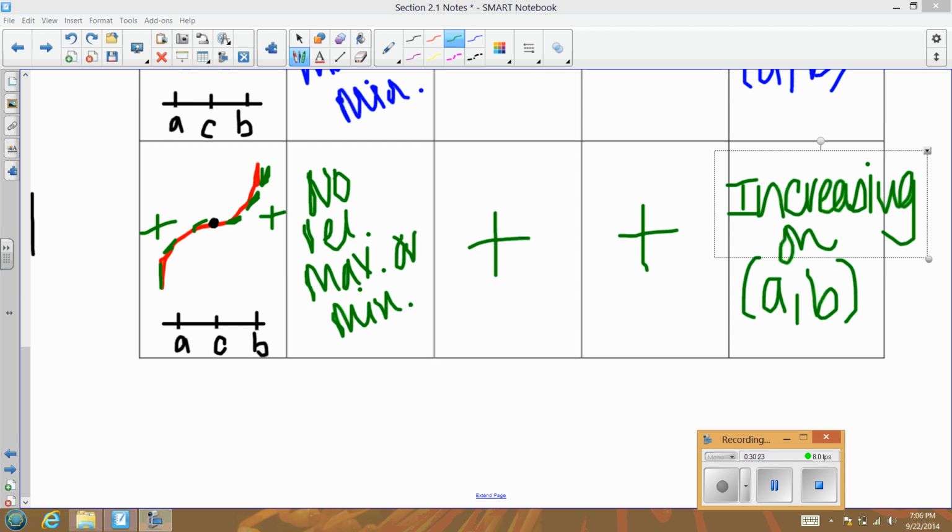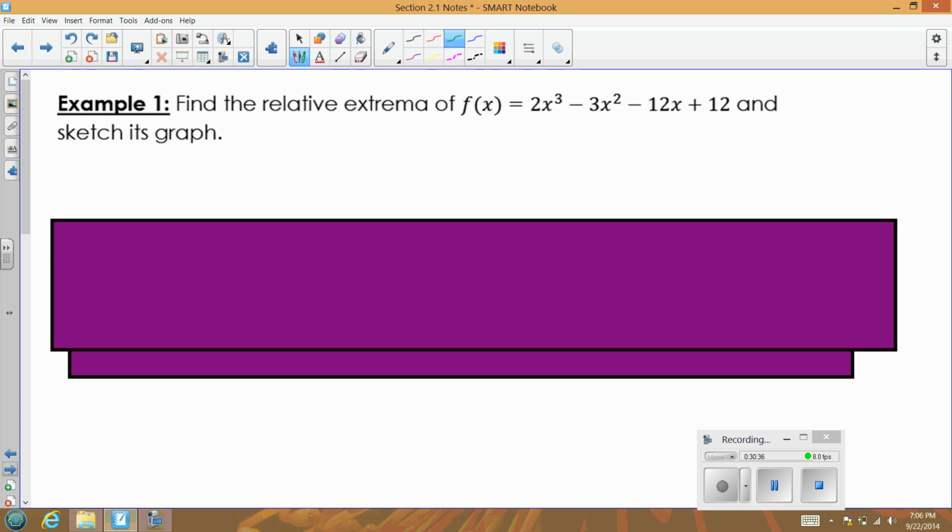So the next thing we need to do is look at how we actually use all these vocab words and this whole first derivative test. So let's look at some examples. I have 3 examples to show you. Let's start with this first example here.